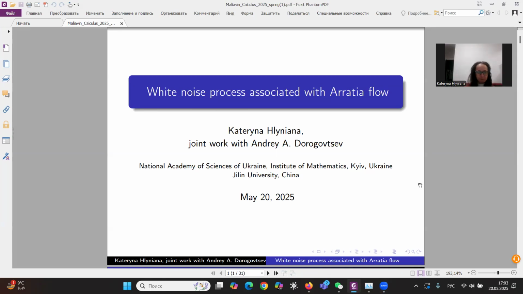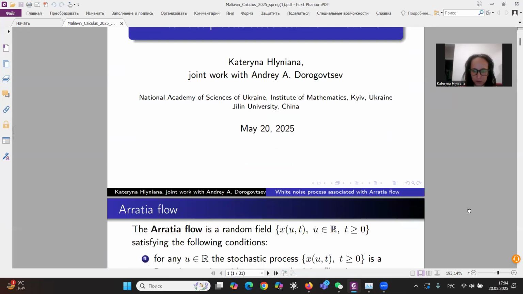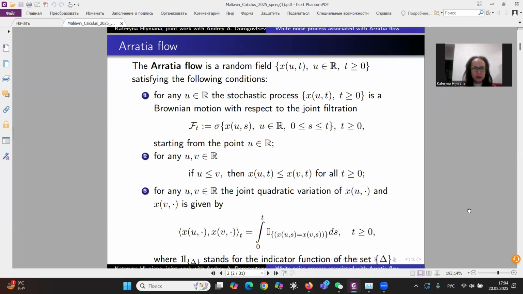So I will show my recent results on this topic. As usual, I will start from the definition of the Arratia flow. I know that we have repeated it a lot of times here, but maybe some new participants need it. I recall that the Arratia flow is a random field that consists of Brownian particles that start from each point of the real line, move independently, and after meeting, two trajectories coalesce into one, and after that it continues to move like a standard Brownian motion.